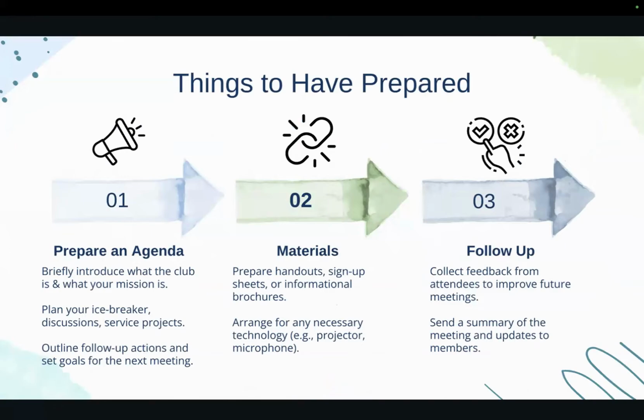Things to have prepared: I would suggest preparing an agenda. Briefly introduce what the club is and what your mission is. For the first meeting, that's really important because many people, especially freshmen who just got into high school, don't know what Key Club is, because maybe they didn't have it in their previous middle school. Outlining what it is and how we do things will make them want to be at the meeting and want to go to the next meetings.